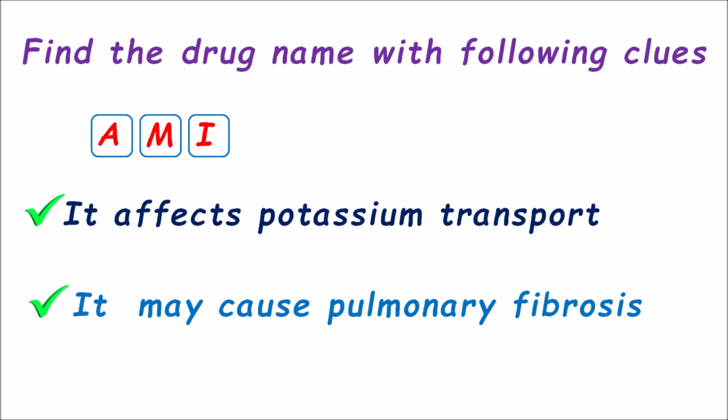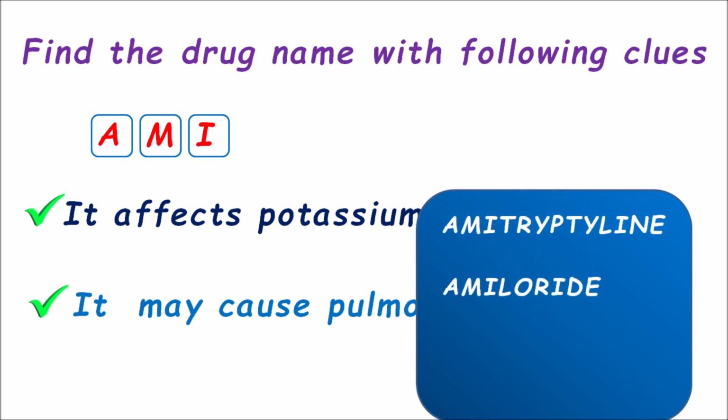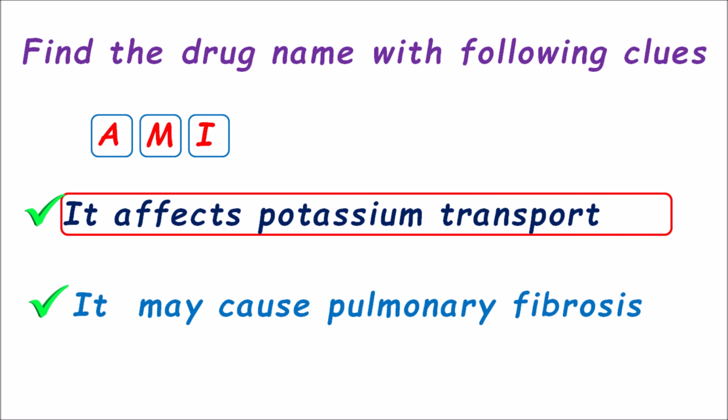First of all, let us identify the drugs which start with the letters AMI. If we carefully recollect, we can identify 3 drugs. First one is amitriptyline, second one is amiloride, and third one is amiodarone. Among these, we have to select one drug according to the statements given here. So what is the first statement? It affects the potassium transport. Which type of drug affects the potassium transport?